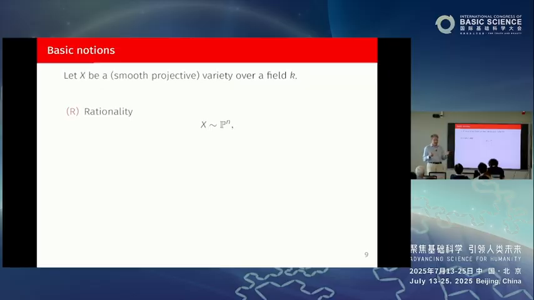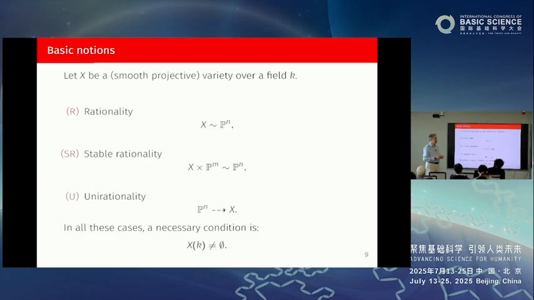So the kind of questions that are central to this field is understanding rationality of varieties. It could be over the complex numbers or over a non-closed field. Stable rationality: you can have varieties that are not rational but become rational after you multiply by projective space. And then unirationality, that you're dominated by projective space. In all these cases, a necessary condition is that you have a rational point. So existence of rational points is a birational invariant, and so this is required.